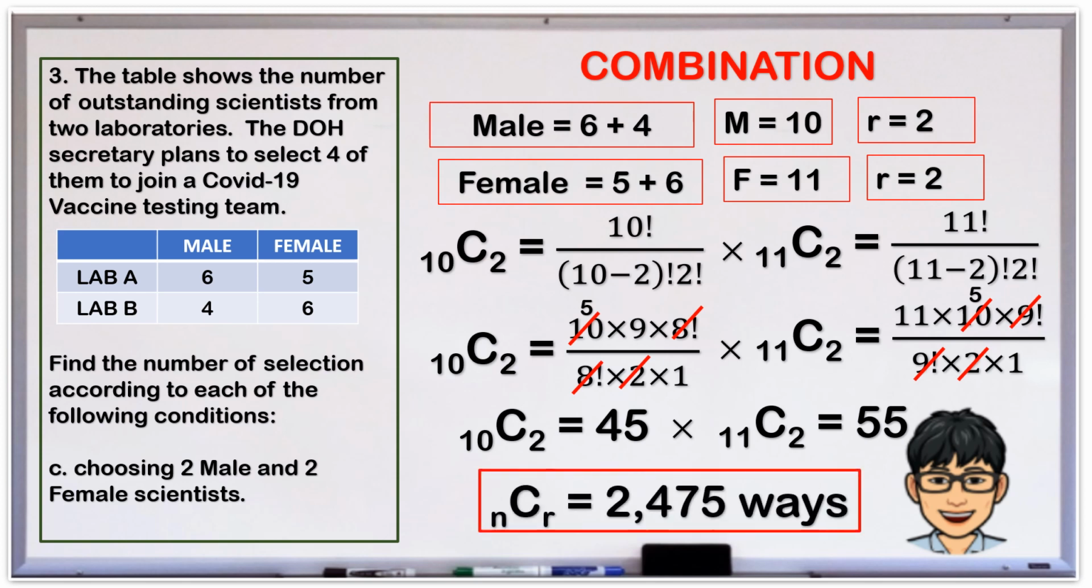So, therefore, the total number of combination is equal to 2,475. Therefore, we have 2,475 ways to choose 2 male and 2 female.